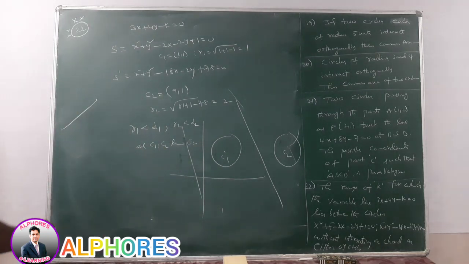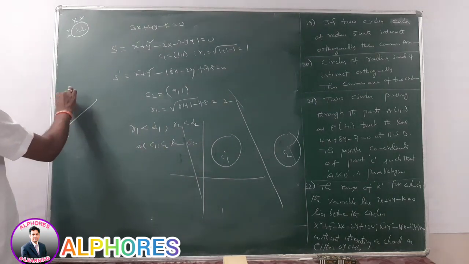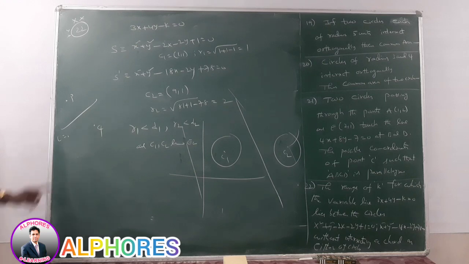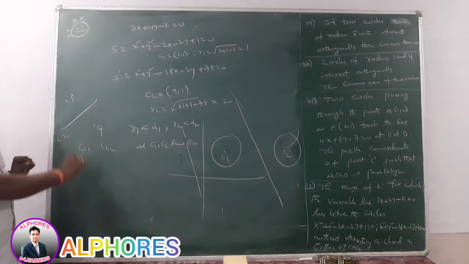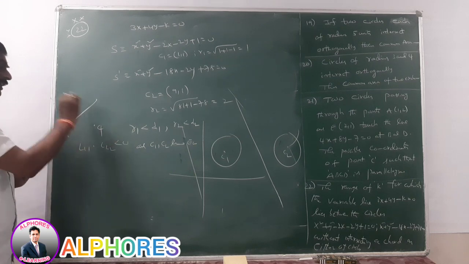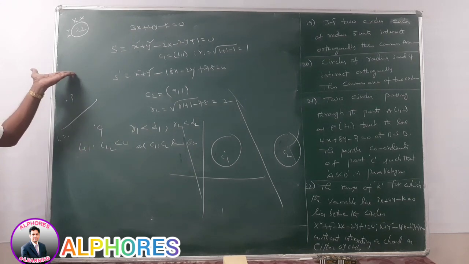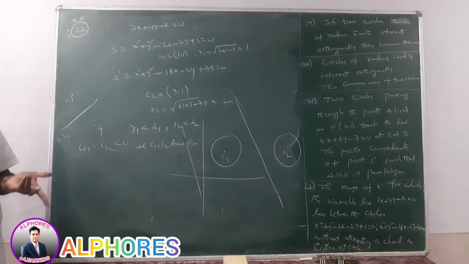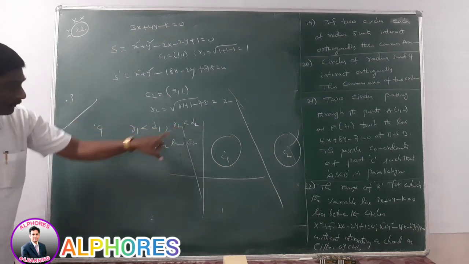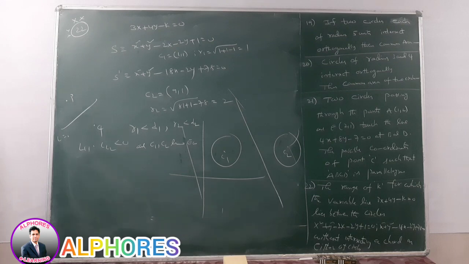Suppose L is equal to 0 is one of the lines, P is one point, Q is another point. If these 2 points lie on either side, L11 and L22 have opposite signs. That means L11 into L22 less than 0. Same side, same sign. If the 2 points lie on the same side, L11, L22 have the same sign. By using these 3 properties, we find the range of k. Very important. Please note this point.